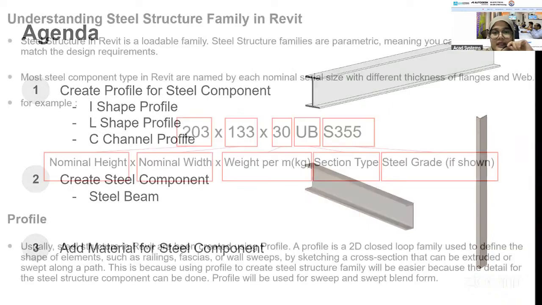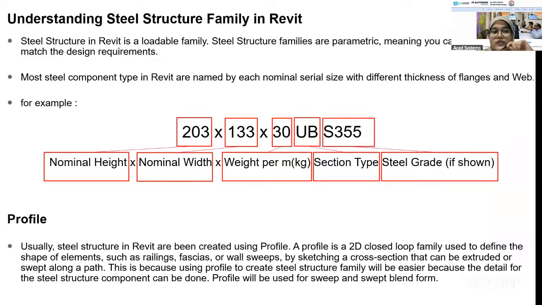All right. So before that, I'm just going to give a little intro on what a steel structure family in Revit is. A steel structure family in Revit is a loadable family, which means you can save it and then load it anywhere you want. Steel structure families are also parametric, which means you can modify them to match your own design requirements. So if you want to change the size or the length, you can do that in a steel structure family.